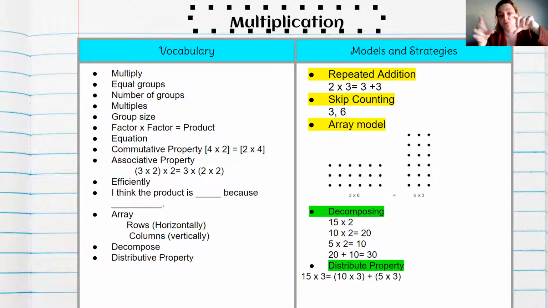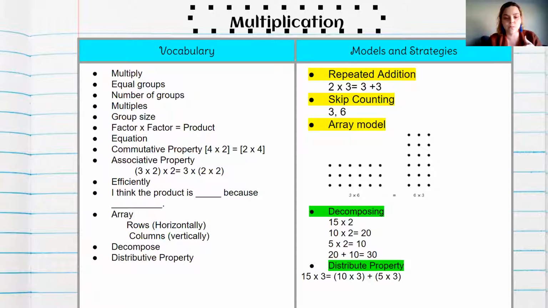If I do 3 times 2 times 2, if I put 2 times 2 in parentheses, that gives me 4, and multiply that by 3, and it gives me 12. So we see that it gives us the same product. Say it with me, efficiently, and then a phrase I always want you to say.